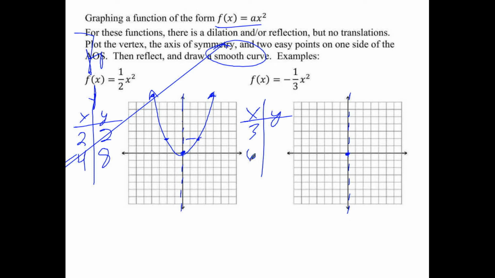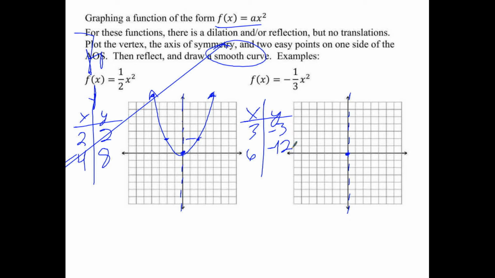Okay, so I take 3 and I square it. I get 9 times negative 1/3, negative 3. And then I take 6 and I square it, times negative 1/3, negative 12. Now, where is negative 12? Just off the grid or way off the grid? So it's way off the grid.